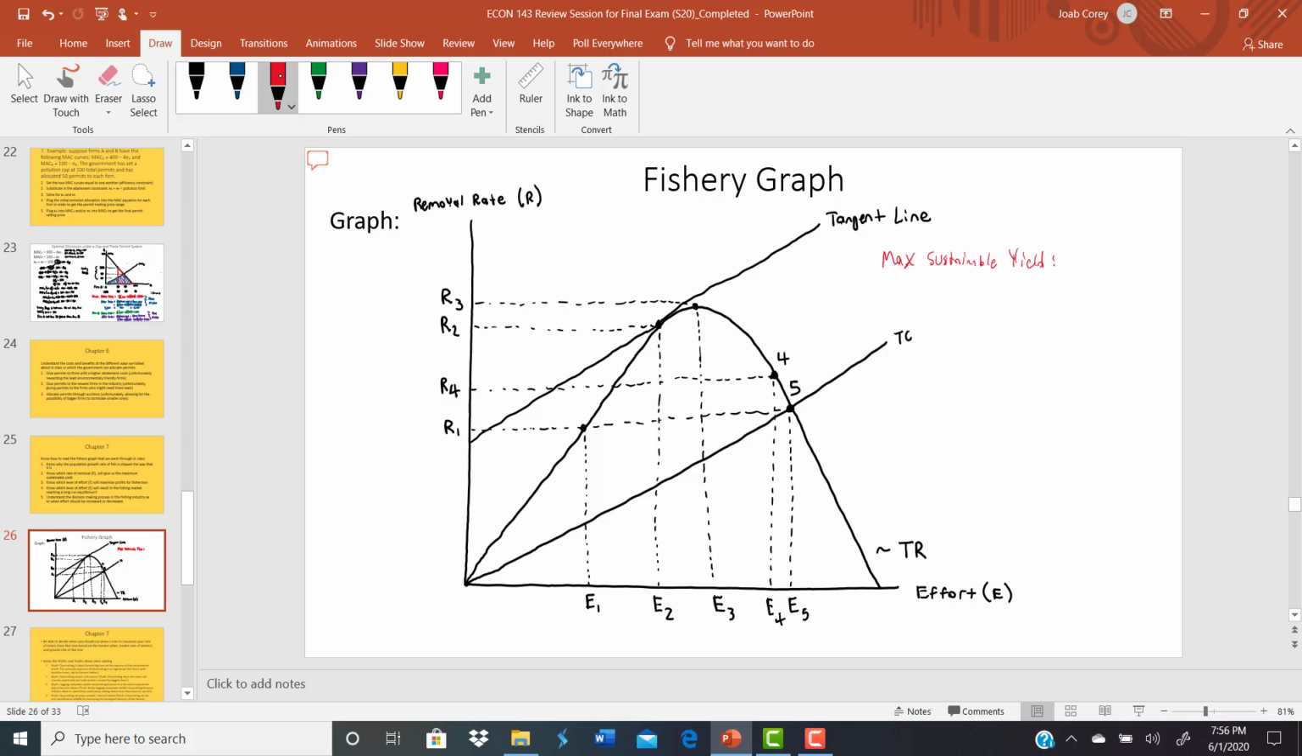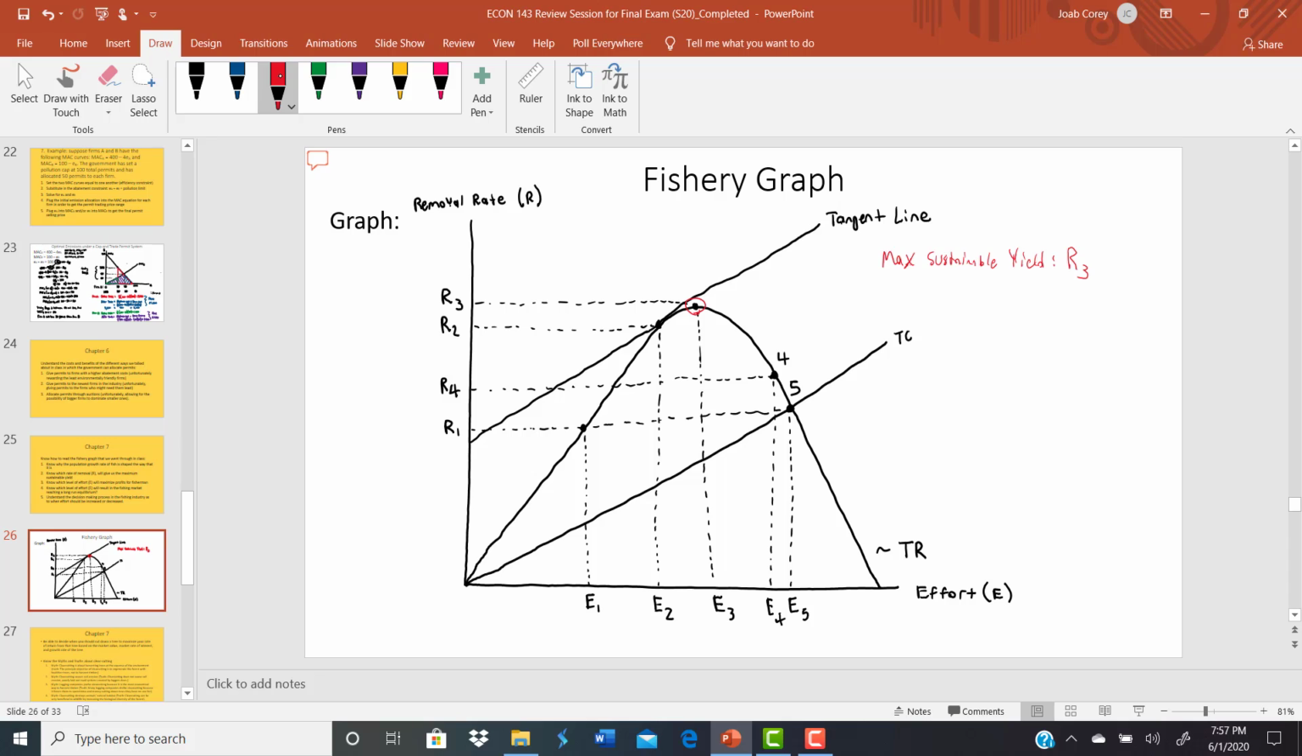remember, the maximum sustainable yield is the most that you can remove and still have those fish be able to replenish in the future. And that's where your removal rate is equal to your growth rate at the highest removal rate possible. Or in other words, the removal rate that will give you the maximum sustainable yield would be R3. All right, again, this point right here is the most that we can remove and still have that fish replenished in the future.